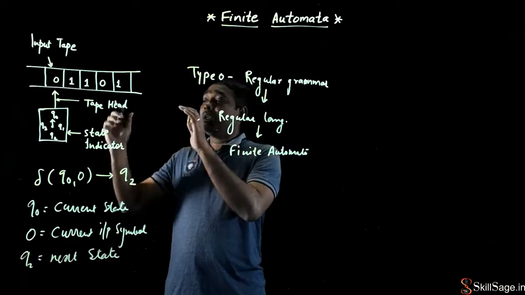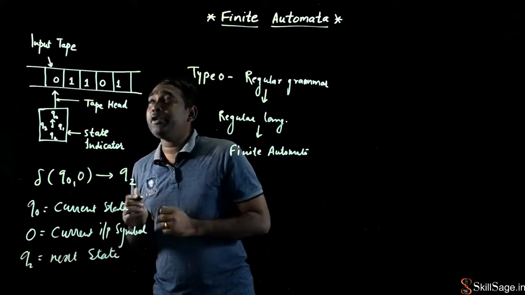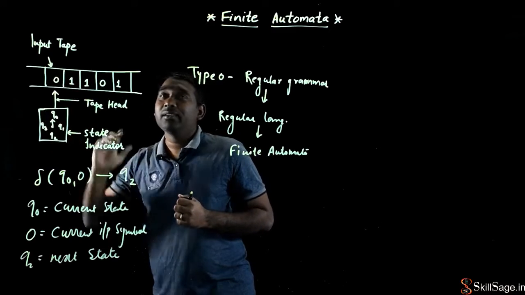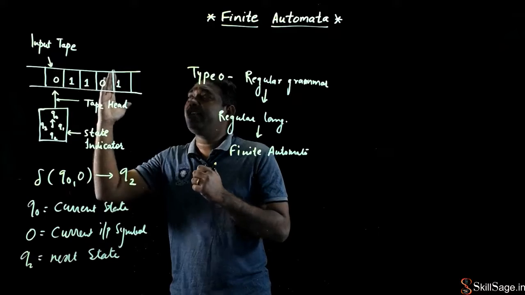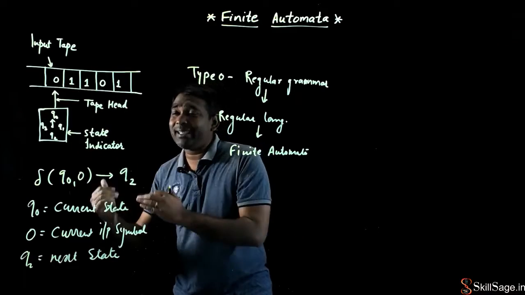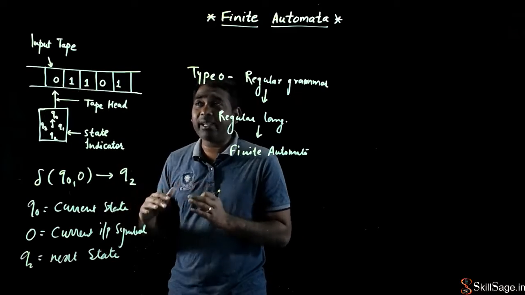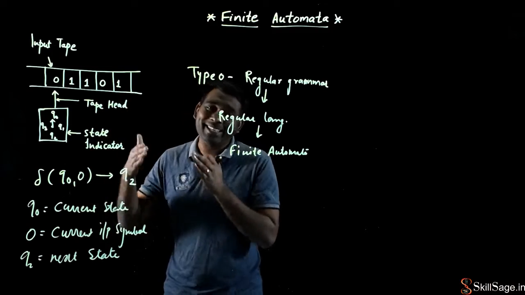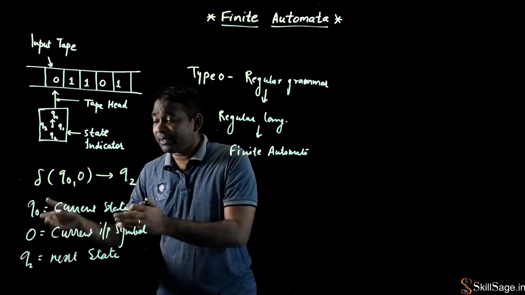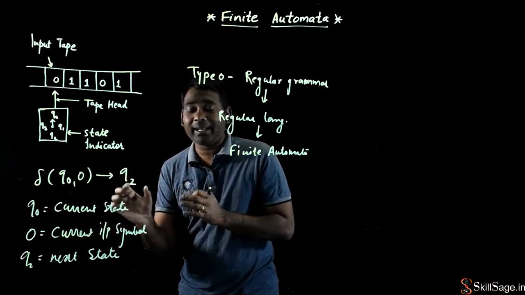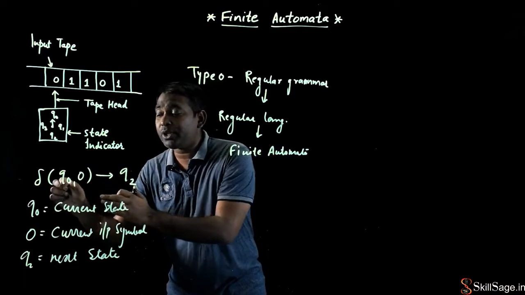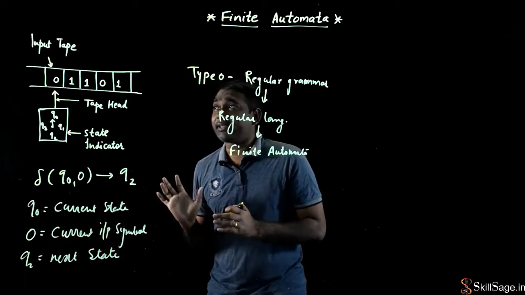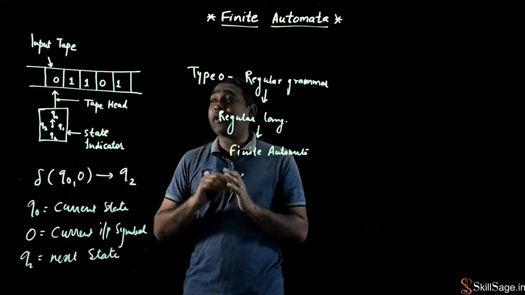That means the working of the finite automata is that it stays at one state, reads some input symbol from the tape, and after reading this input symbol, it may change the state. It is not mandatory that you have to change the state. Sometimes it may remain in the same state, or sometimes it may change the state, right? Whatever the changed state is, that state acts as the next state. Here Q0 is my current state, 0 is the current input symbol, and Q2 is my next state. So this is the overall working of my finite automata, right?